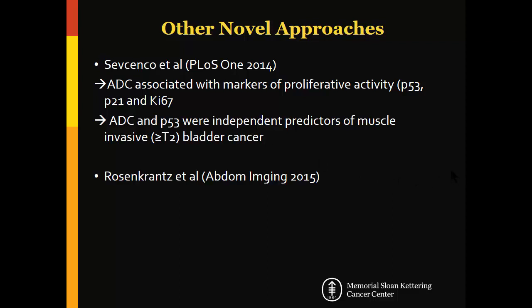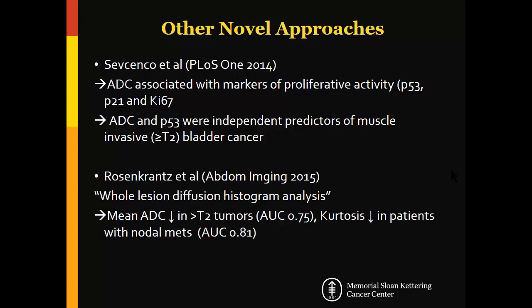This other paper from the NYU group, published last year, took an approach of doing a whole lesion analysis. Up until now, every paper I've discussed here has focused on a single slice ROI measurement on a representative area of the tumor. This paper tried to analyze the entire lesion, so put a volume of interest and ROI over every slice where the tumor was seen.